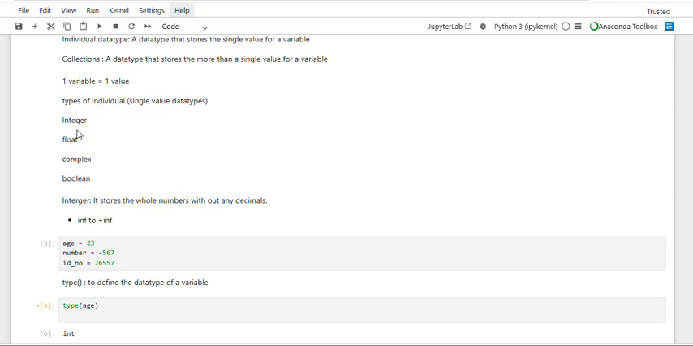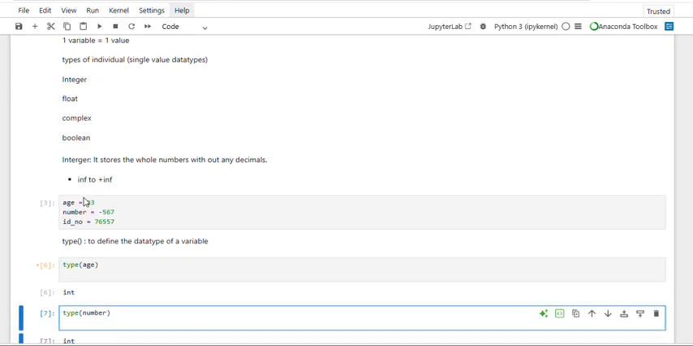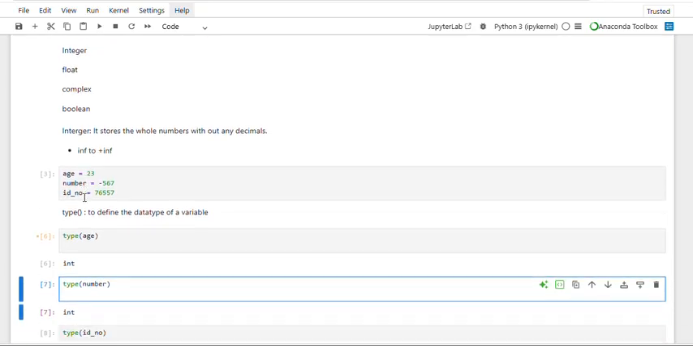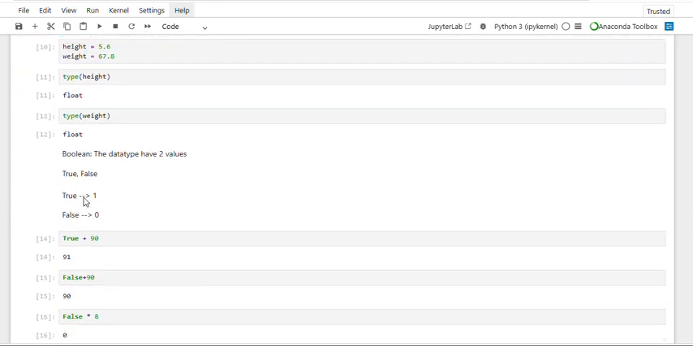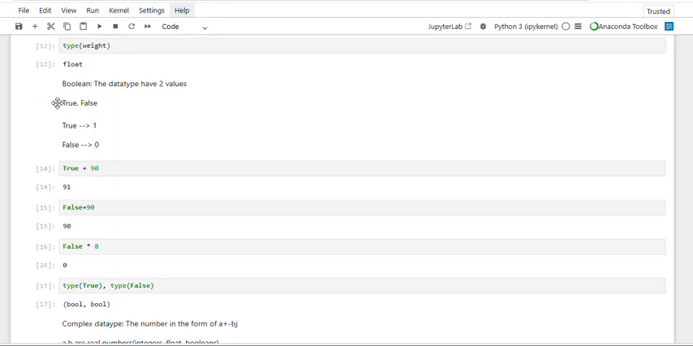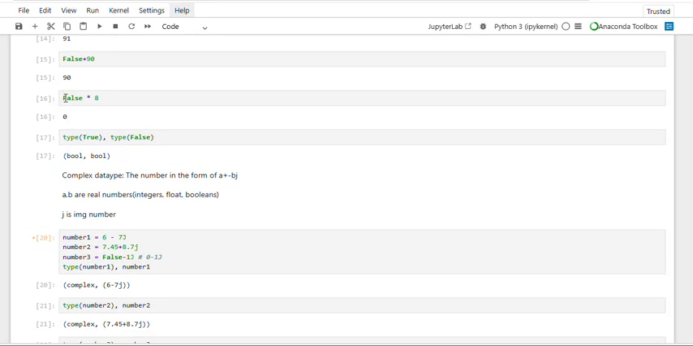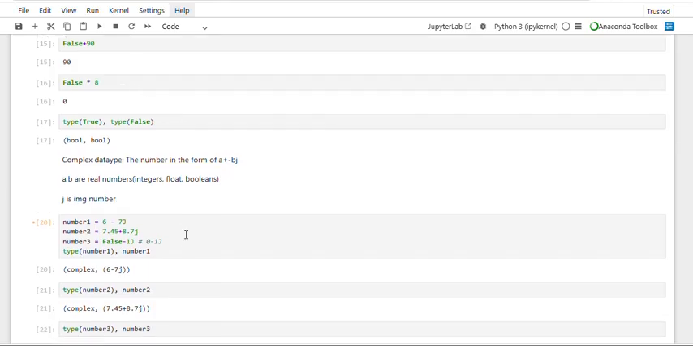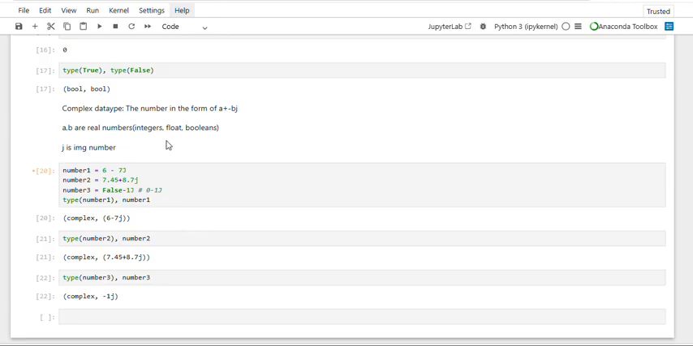In the integer data type we see all the numbers without any decimal values, and in the float we see numbers with decimal values. The Boolean data type contains only the Boolean values, that is True or False. And in the complex data type we see the combination of real numbers with some imaginary numbers, where real numbers can be integers, floats and Booleans, and the imaginary part is the one that is defined with the j.